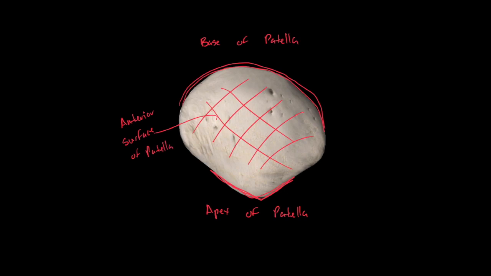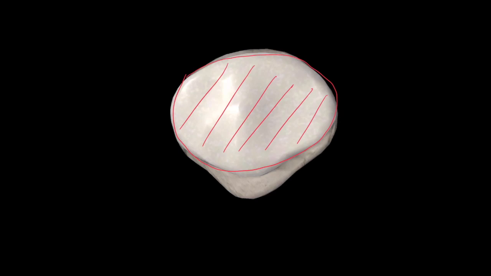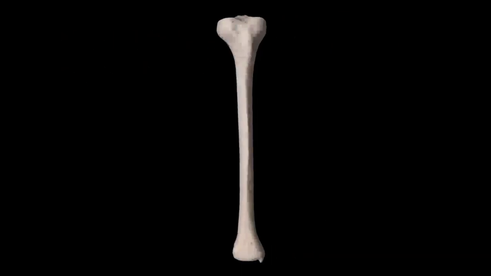And the last landmark that we need to learn for this bone is this surface right here. This surface is called the articular surface of the patella. And it's called that because it articulates with the patellar surface of the femur bone. And those are all the landmarks we need to know for the patella. We can go ahead and move on to the tibia.